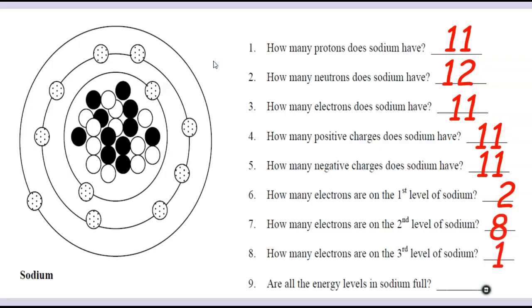This question asks you, are all of the energy levels full for sodium? Again, the maximum number of electrons for it to be full before you can start filling the next energy level was 8. So therefore, are all of the energy levels full? You should say no, because this last one only has 1, not 8.